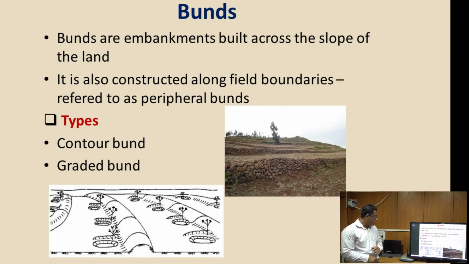Because once we construct a bund on the contours, there would be accumulation of water, and if there is higher rainfall, higher accumulation, more volume of water, then this water will break or breach the bund. So in graded bund, for high rainfall areas like ours, Jharkhand, what we do is we give a certain grade to the bund so that the excess water is drained off through some outlet.